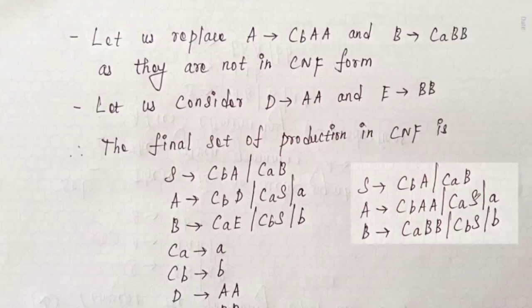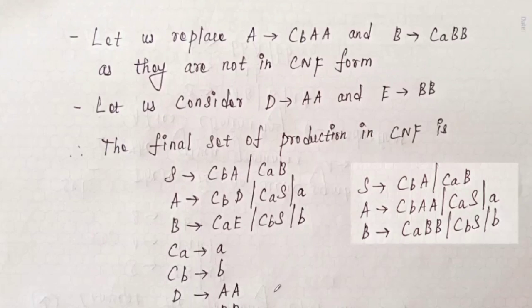Next, C base A capital S or a is already in Chomsky normal form. Next production, B tends to C base A BB. Instead of capital B, substitute capital E. Then you will get C base A capital E or CBS or b. These two are in Chomsky normal form.